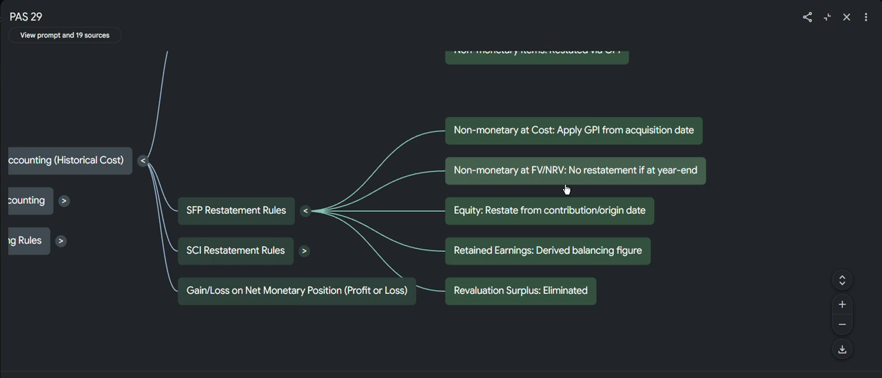Under equity, restate from contribution or the origin date. Retained earnings is derived as the balancing figure. So when you finally have restated the assets, less liabilities, and other present shareholders' equity items, you can arrive at the balancing figure, which is the retained earnings. Another important point to take note of is that revaluation surplus is eliminated.